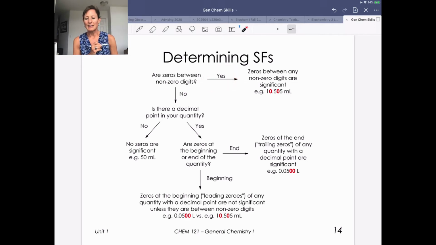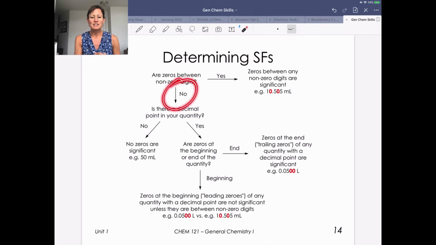Okay, so in this example here, we've got the 1 and the 5 and the 5. Those are significant, but zeros are where it gets tough. So if we've got any zeros that are between non-zero digits, those automatically are significant. So for example, this quantity would have 5 significant digits.